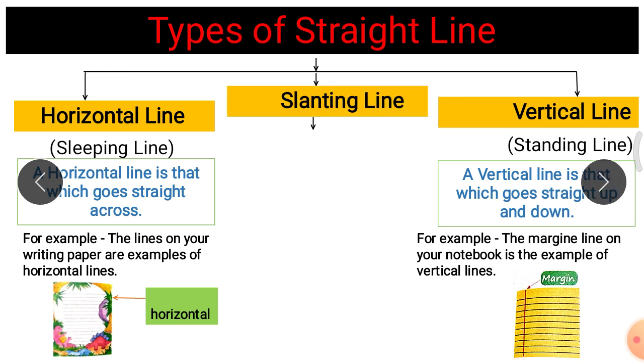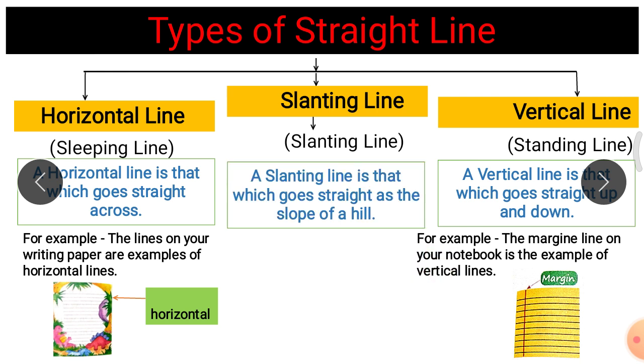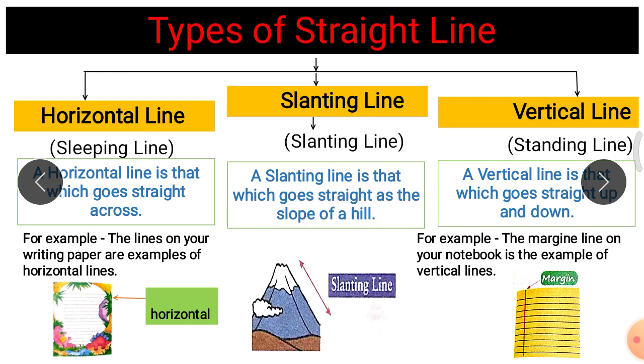And the last one, that is the slanting line. As the name says, the line goes slant. How you write A, isn't it? So this is the slant line. Now what is this? A slanting line is that which goes straight like the slope of a hill. You have seen a hill. So this is the slope of a hill. This is called a slanting line, right?